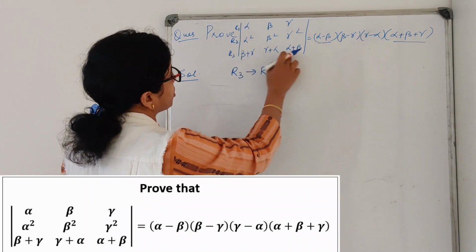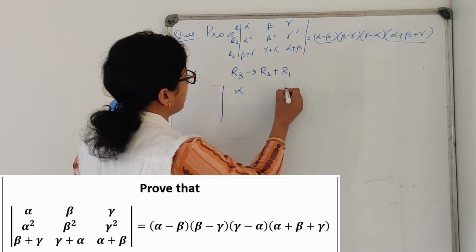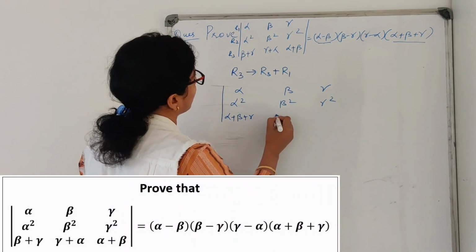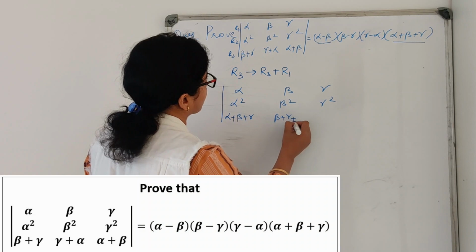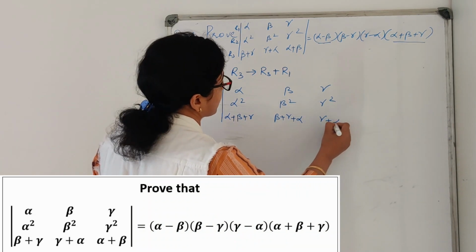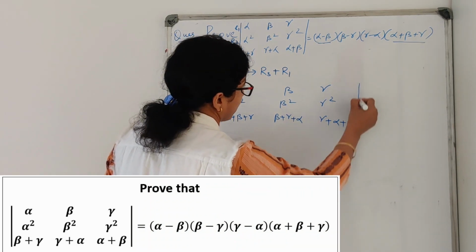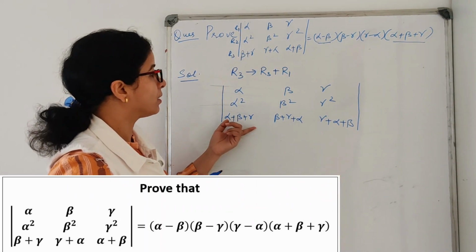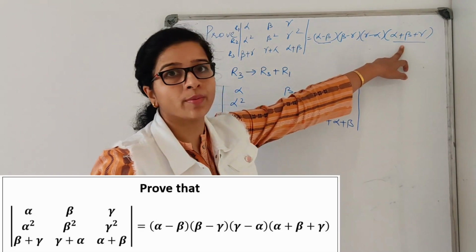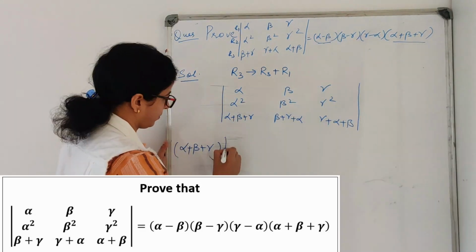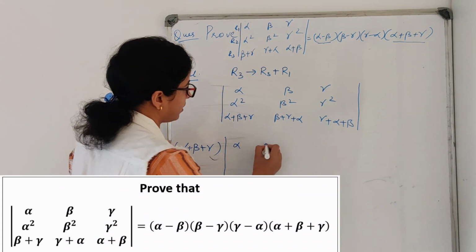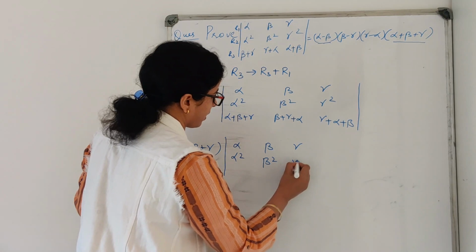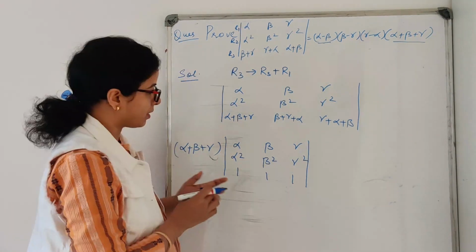So I am getting a change in R3. Okay, alpha, beta, gamma plus gamma, beta plus gamma plus alpha, gamma plus alpha plus beta, right? So now from row 3 I can take out alpha plus beta plus gamma common. I got one of my brackets from the right hand side. Okay, what I am left with: alpha, beta, gamma, alpha square, beta square, gamma square, 1 1 1. I got 1 1 1.